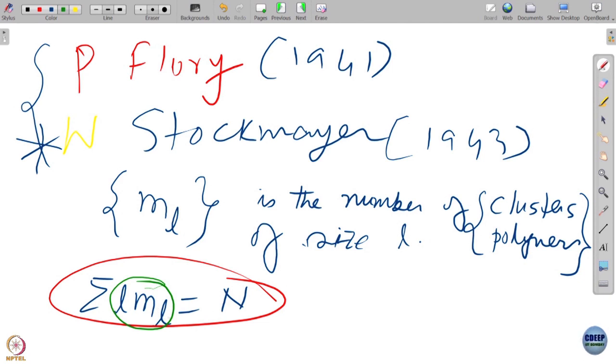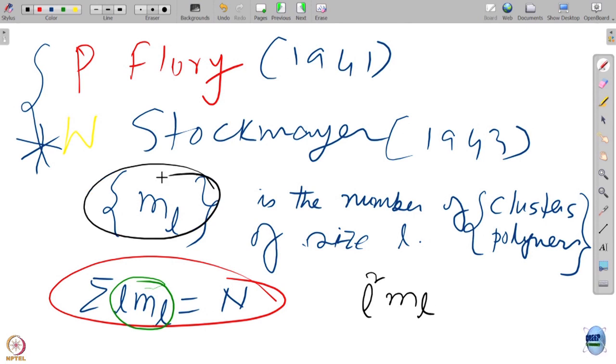Then there is one more quantity, which is a very interesting quantity, which is L squared M_L. So this is the second moment. M_L is a distribution. This is the first moment and this is the second moment, and let me call that a susceptibility.